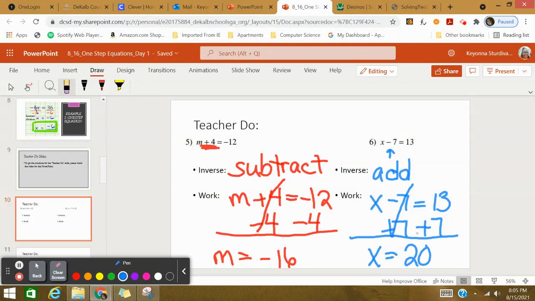So on the first one, I get m is equal to -16. And then in the next example, I got x is equal to 20. Again, this is a good time to pause the video and copy down the solutions in your notes.